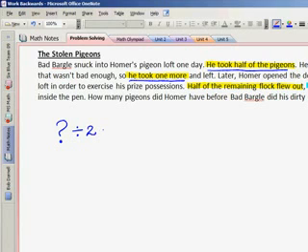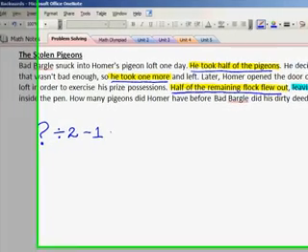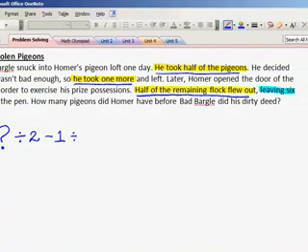We then come across Bad Bargle taking one more. How do we show that mathematically? Sure, we subtract 1. And then again, we read another clue about half of the flock flying away. So we show that by dividing by 2. And as I mentioned earlier, often we're given an answer. And here we know that there are 6 pigeons left. So we finish our problem by saying equals 6.